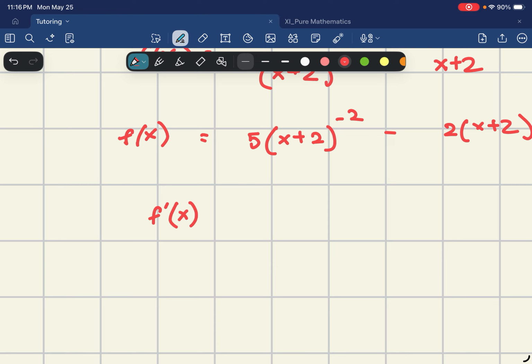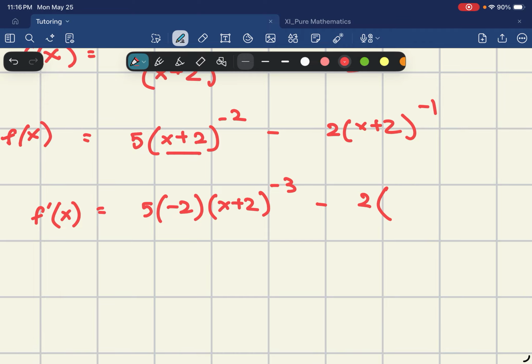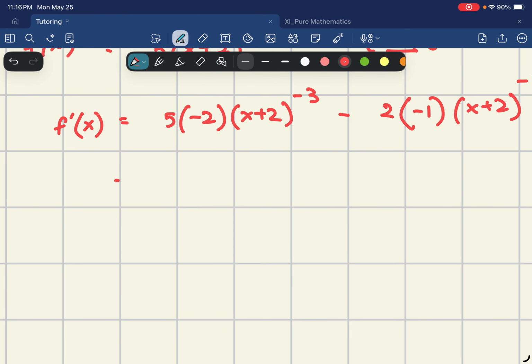So now let's find f dash of x. So 5 times minus 2, x plus 2 to the power minus 3. There is an inner function, but if you differentiate it, you are going to get positive 1, so we don't need to worry about that. Minus 2, you bring your negative 1 to the front, you have x plus 2 to the power negative 2, but you need to differentiate the inner function. This is going to be a multiplication every time you use the chain rule, but when you differentiate it, you are going to get positive 1. Now I leave you to simplify this, but you are going to have this expression.